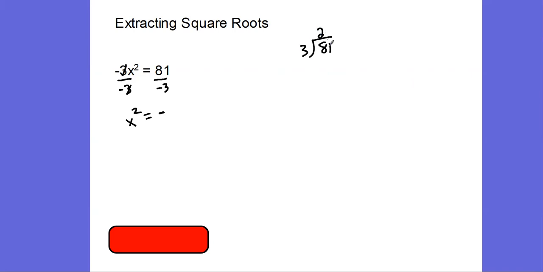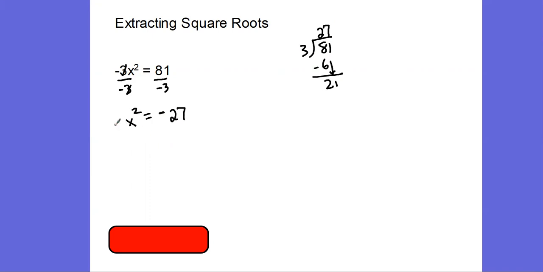3 goes into 81. 3 goes into 8 twice. 2 times 3 is 6. Subtract. 8 minus 6 is 2. Bring down the 1. And 3 goes into 21 7 times. So now I have x squared equals negative 27.